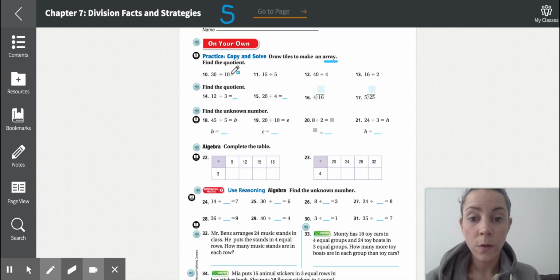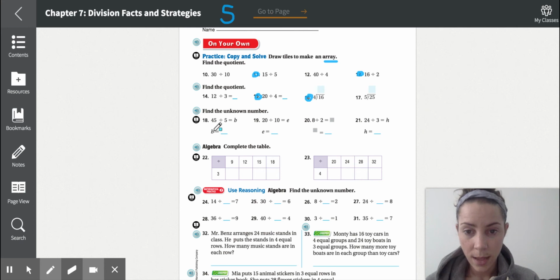Okay, so for you, I will not make you do all of these. Let's have you do 11 and 13. Make two arrays, okay? Either up in the corner here or on a separate sheet of paper. All right, then my second cities, let me have you do 15 and 16. Let's do 18 and 20.